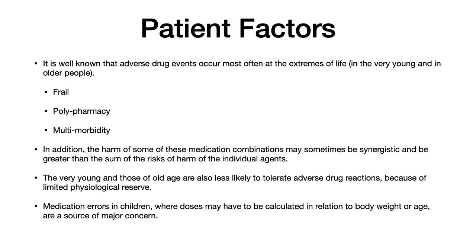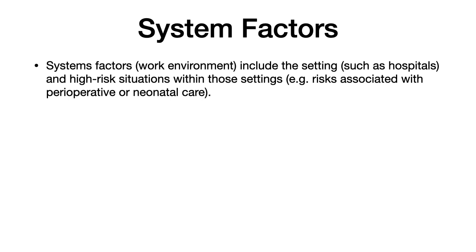The very young and the very old are sometimes more susceptible because they lose their physiological reserve to compensate. Medication error in children, where doses are calculated according to weight, can lead to a high-risk situation. System factors depend on the environment, including the setting. Hospitals are high risk, and inside the hospital, the nursery, ICU, and anesthesia are high-risk situations.